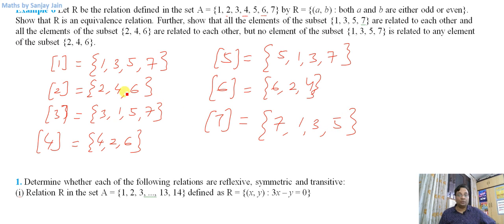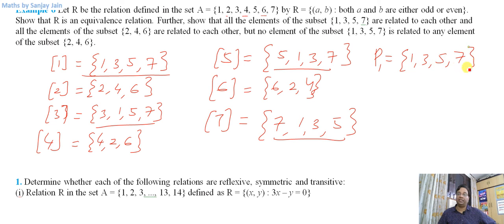Now if you talk about partitions, how many partitions will be there? So see this set, this is 1 3 5 7. This has got elements 1 3 5 7, and so on for each of these classes. So this is one of the partitions, containing the elements 1 3 5 7. What about another partition? Let us look at this, 2 4 6. So this is another partition which has got 2 4 and 6 as its elements.